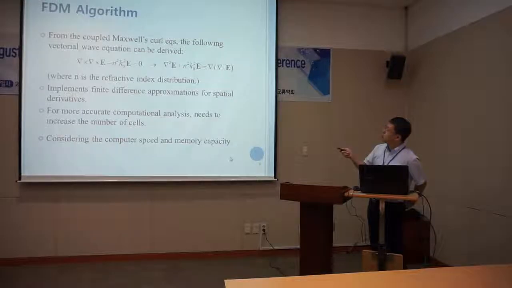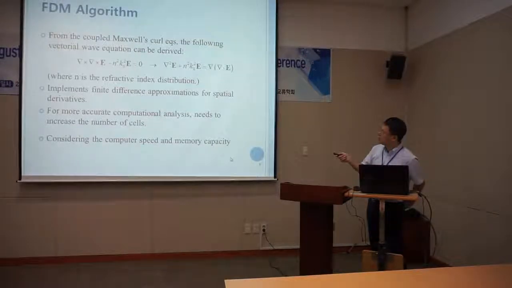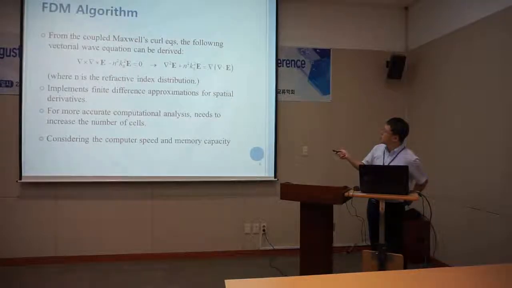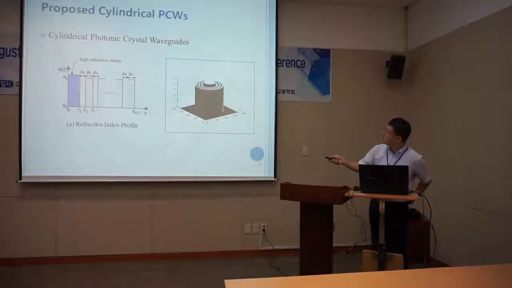For the FDM algorithm, also from the coupled Maxwell's curl equations, the following vectorial wave equation can be derived, like curl of curl of electric field intensity minus n square k0 square E field equals 0. By using some derivation, we can get Laplacian of E vector like that, where n is the refractive index distribution, and this n has this kind of variations, refractive variations.